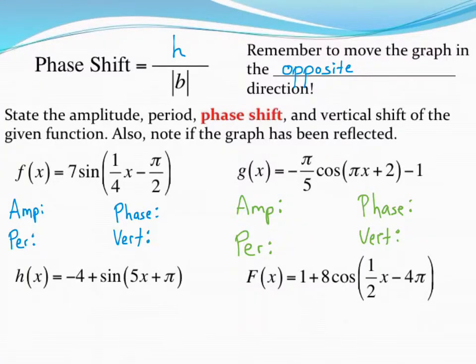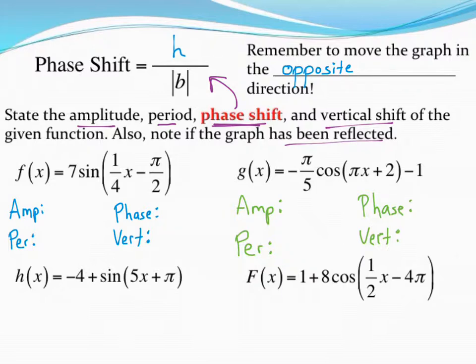Let's analyze these functions by combining everything we've talked about so far, including the amplitude, the period, the phase shift, which is new, and we talked about recently, and then the vertical shift. And then we'll also note if these graphs have been reflected or not. So let's take a look at these functions down here.